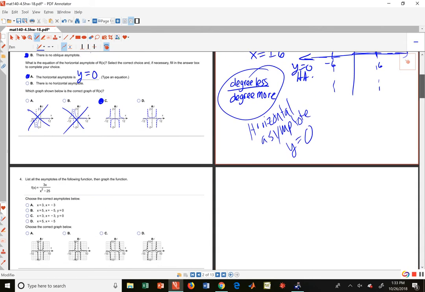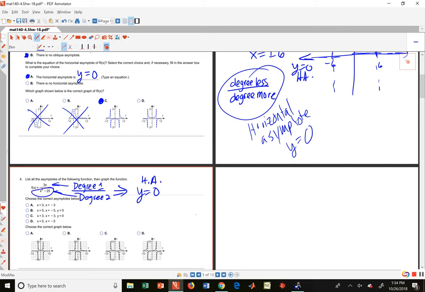Now, the rule is if the degree in the top is less than the degree in the bottom, then your horizontal asymptote is always going to be y equals 0. The bottom is always going to be bigger than the top, and it's going to approach 0 as you head out to the infinities. So just looking at this already, that's degree 1, and that's degree 2, and so without further consideration, y equals 0 is a horizontal asymptote for this. So you don't have to think about that any harder.